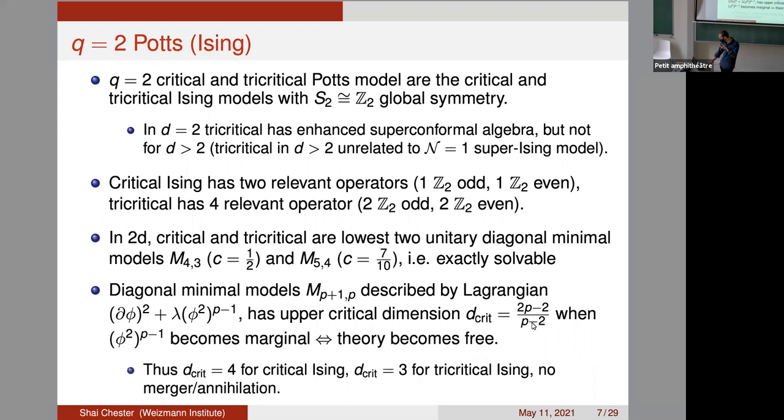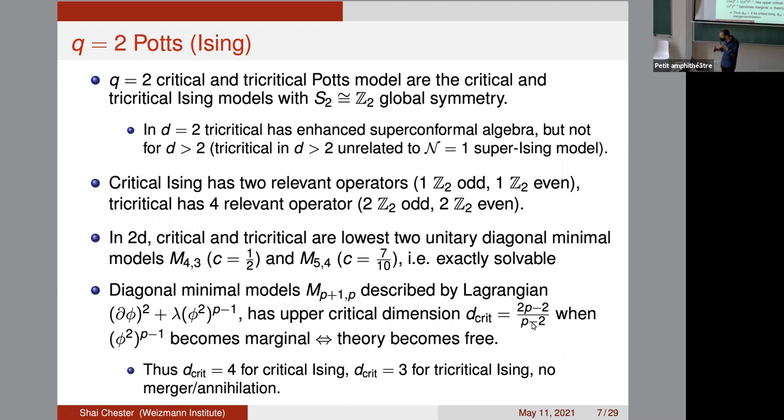So as an example, for the critical Ising model, the critical value of d is four. And for the tricritical Ising model, the critical value is three. And in this case, this has nothing to do with merger and annihilation. So these theories are not disappearing because the critical Ising somehow combined with the tricritical Ising. Instead, it's just the trivial fact that a Lagrangian becomes marginal at a certain value of d.